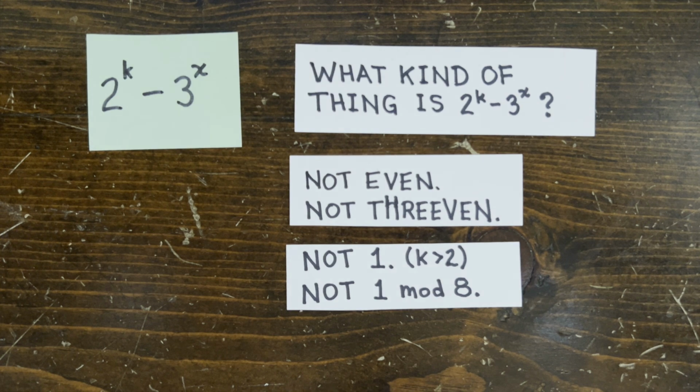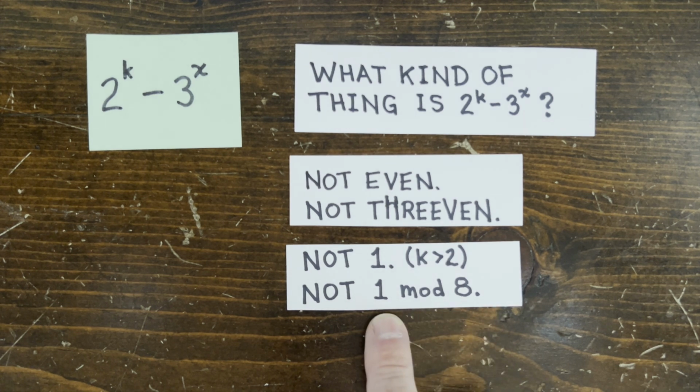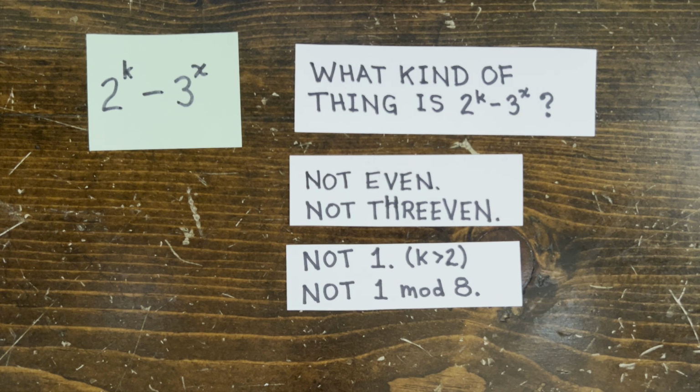I mean, who's to say there's not some huge k and x where 2 to the k and 3 to the x are adjacent? But if we take an apparently harder version of the question, it's easy to show that 2 to the k minus 3 to the x is never 1 mod 8. That is, it's not 1 or 9 or 17 or 25 or any number of the form 8n+1.